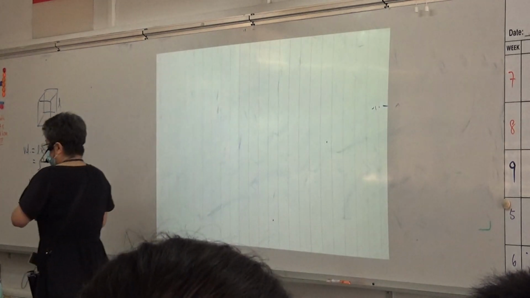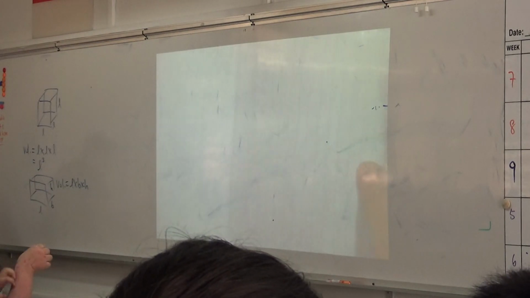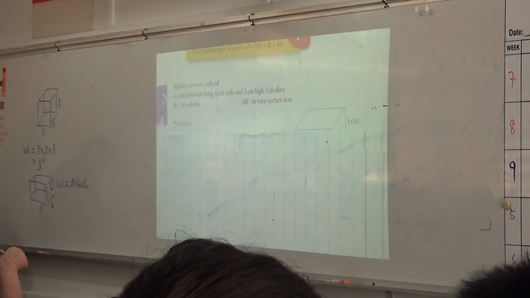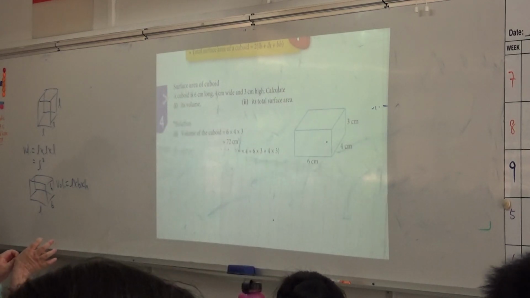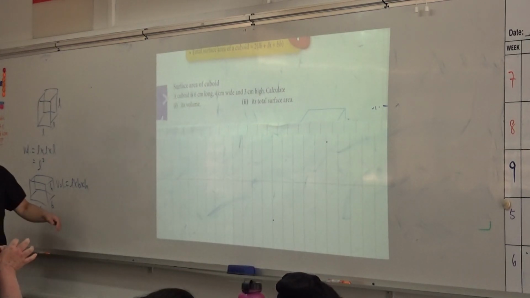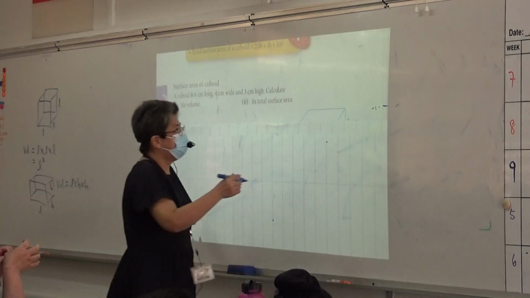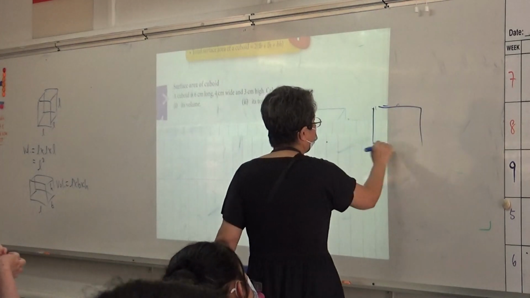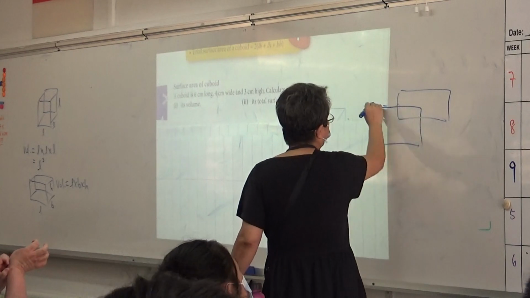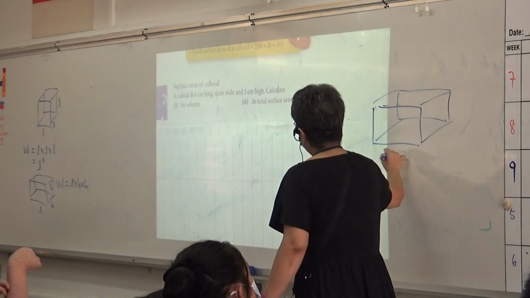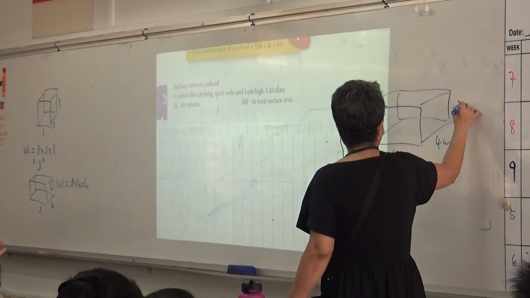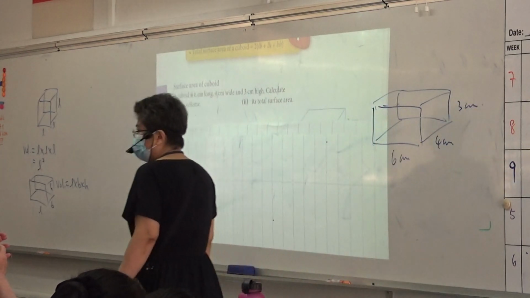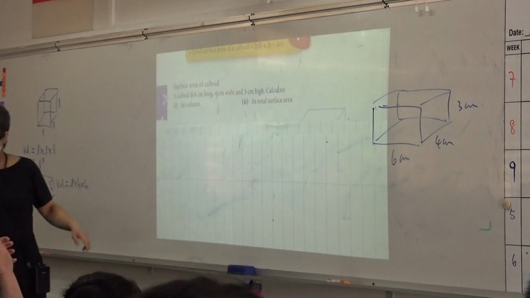Alright. The last example. Okay, let's take a look at this. A cuboid, I'm going to write here. A cuboid is 6 cm long, 4 cm wide, and 3 cm high. Calculate the volume. I think it's very easy. All of you tell me the volume.